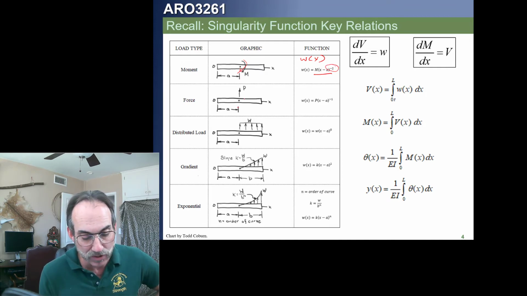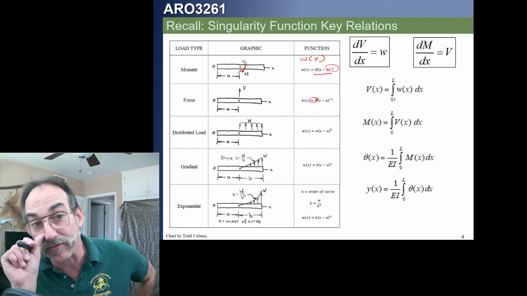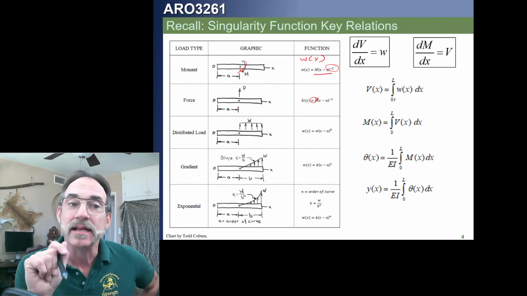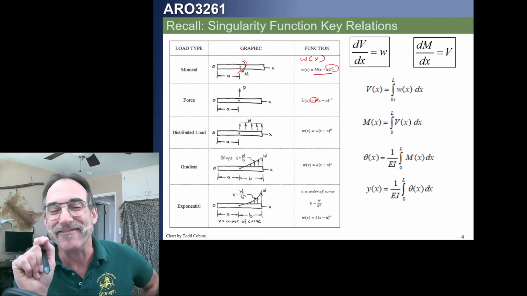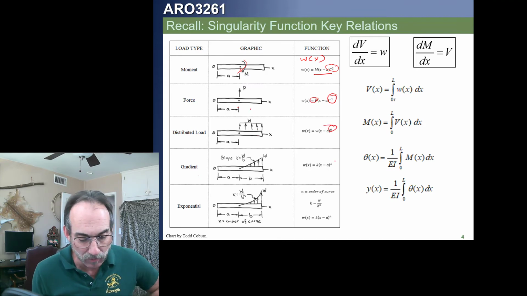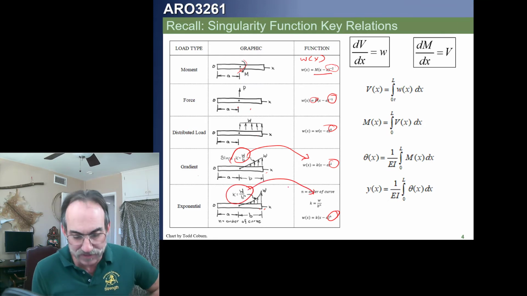If we have a point force, if it's located upward, that would be plus P. If it's downward, it'd be minus P. You've got to be careful. This is different nomenclature than Beer and Johnston uses. The Beer and Johnston nomenclature will probably confuse you if you try to use it. This is the exponent for a force. This is the exponent for a distributed load. This is the exponent for a gradient. This is the exponent for a higher order function. This is the k that goes in here. All this is old news.